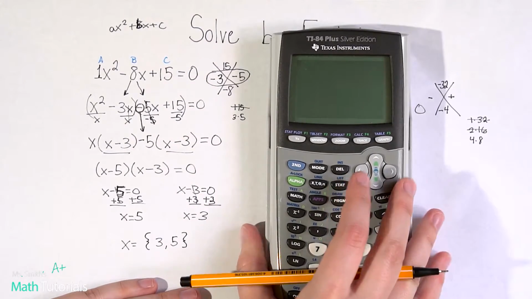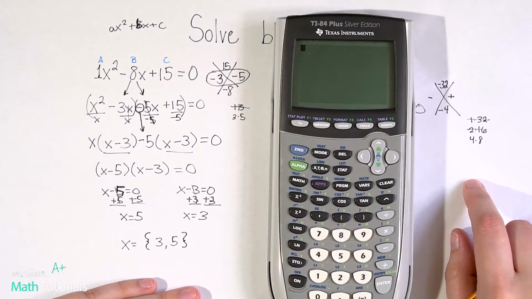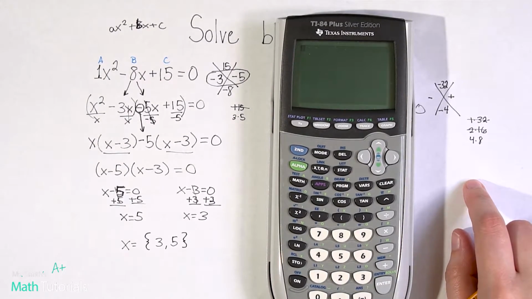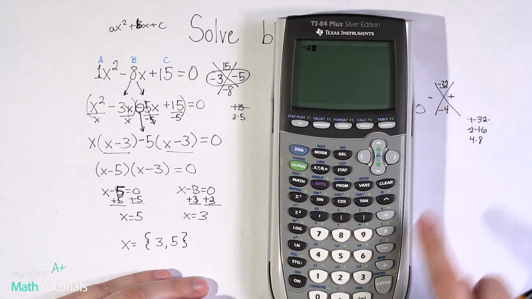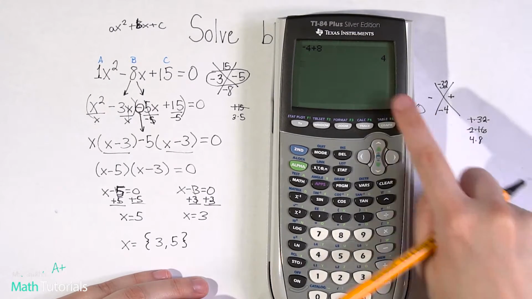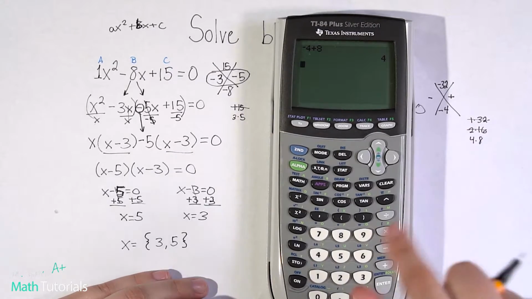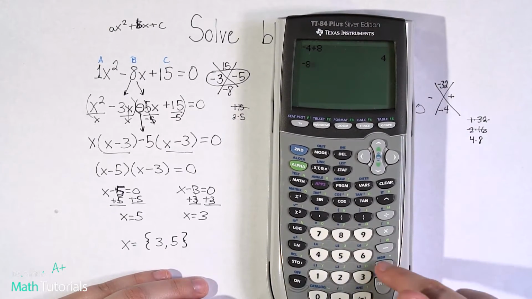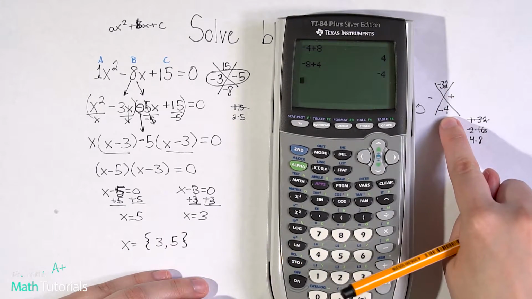So bring your calculator out. If you're not good with mental math, which a lot of us aren't, including myself, I'm really not. I like to use the calculator. So let's try both. Do negative 4 plus 8. Let's see what that gives us. That gives us positive 4. So is that what we need? No, we need a negative 4. So let's try the opposite. Let's do negative 8 plus 4. That gives us negative 4, and that's what we need.